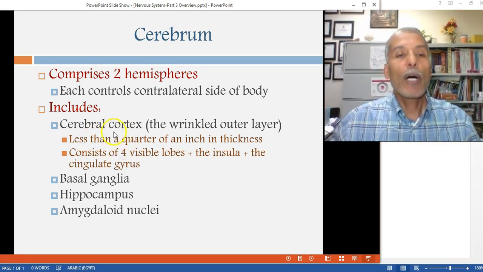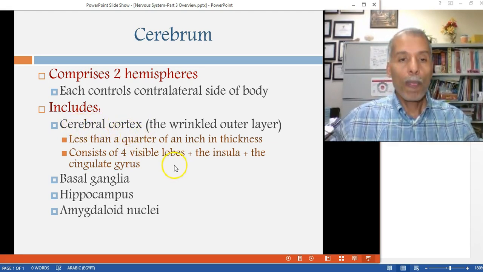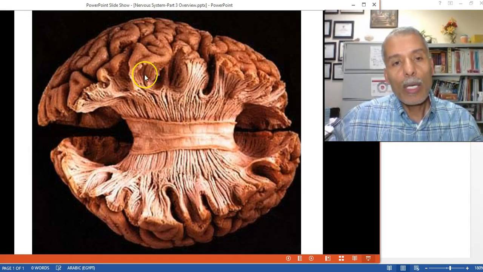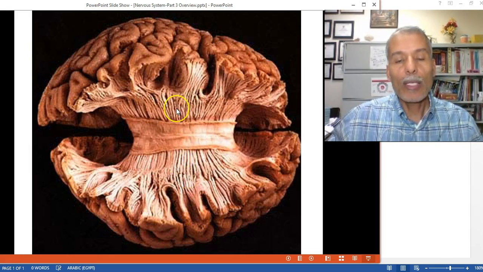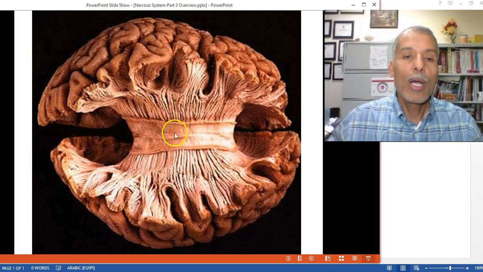Let's take them one by one and see how many parts the cerebral cortex includes. So first, here is the brain, right hemisphere, left hemisphere, and the corpus callosum connects both right and left. It basically connects the white matter of the right hemisphere with the left hemisphere, and it's the biggest brain commissure.